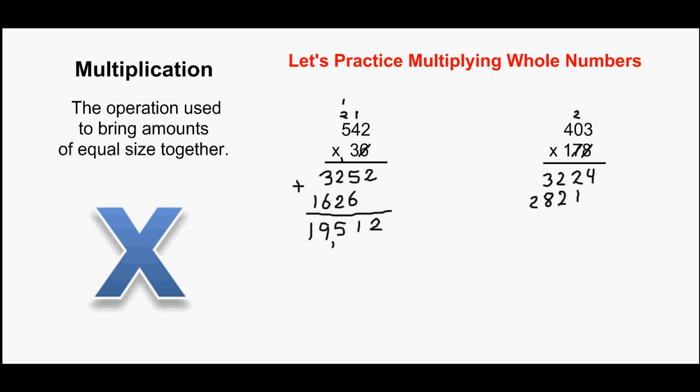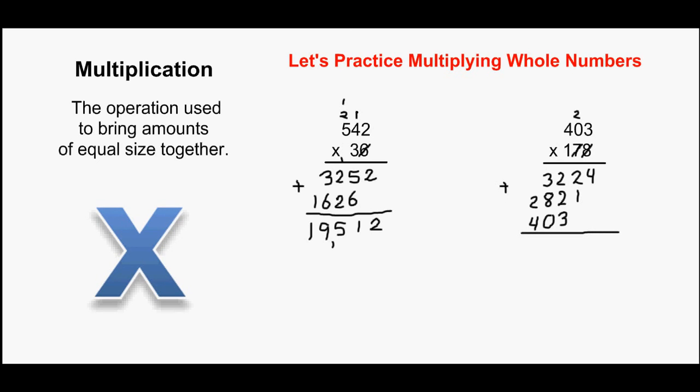Now we'll move to the third column, and we'll write our answer beginning in the third column. 1 times 3 is 3. 1 times 0 is 0. 1 times 4 is 4. These are the partial products.